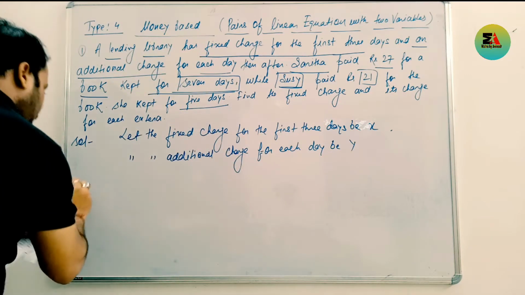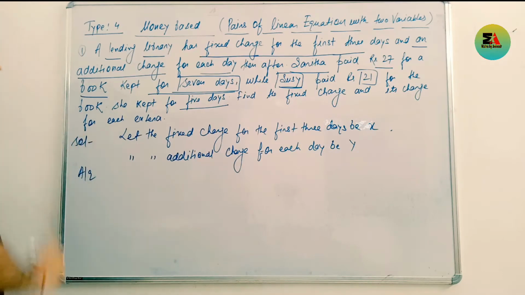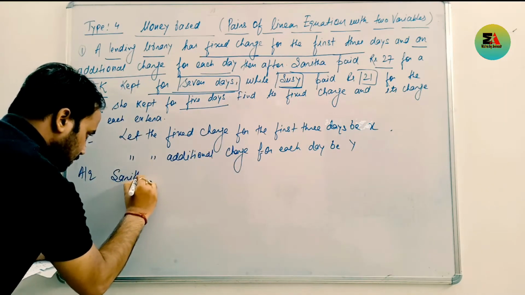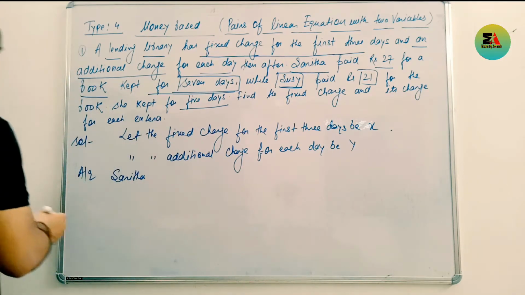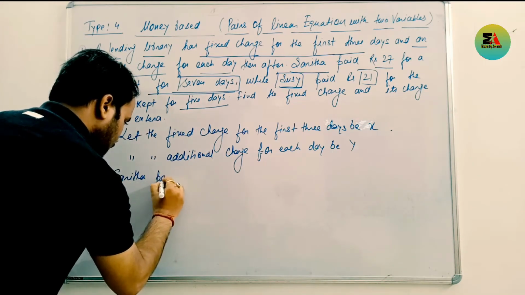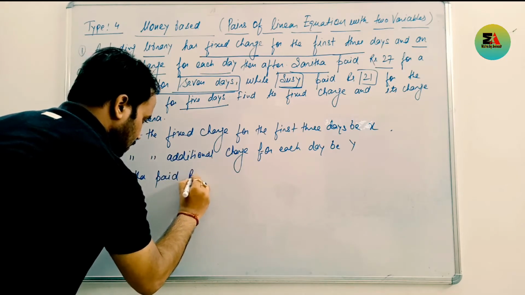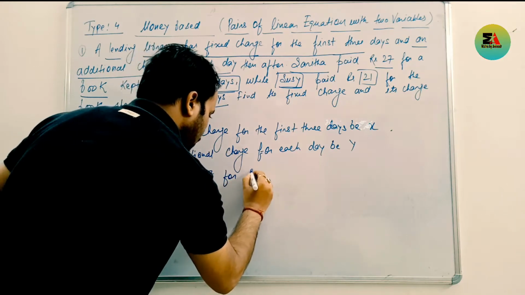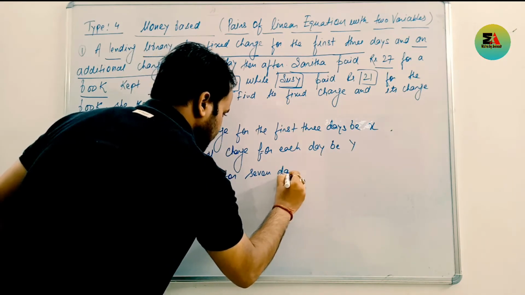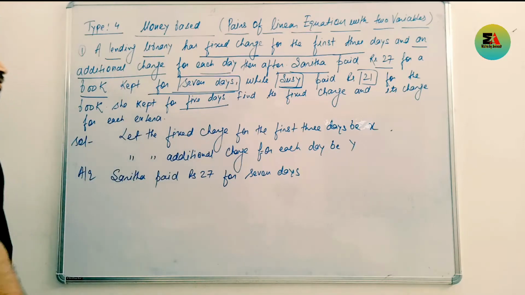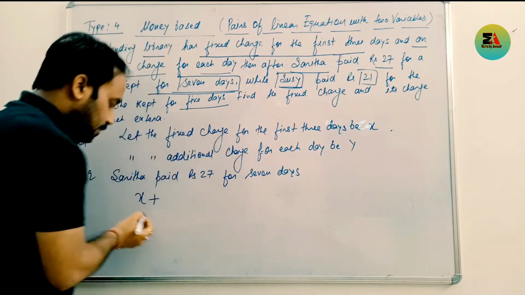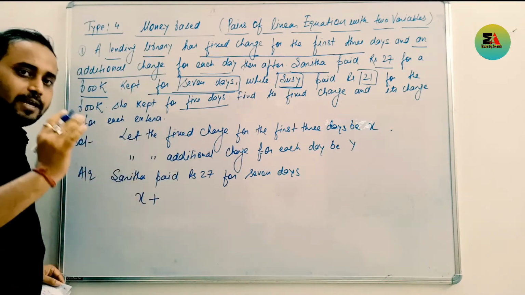Now, according to the question, in the first case, Sarita paid 27 rupees for 7 days. First you write down here, Sarita paid 27 rupees for 7 days. Clear? The fixed charge will be X. In 7 days, the 3 days charge will be X and the remaining 4 days.